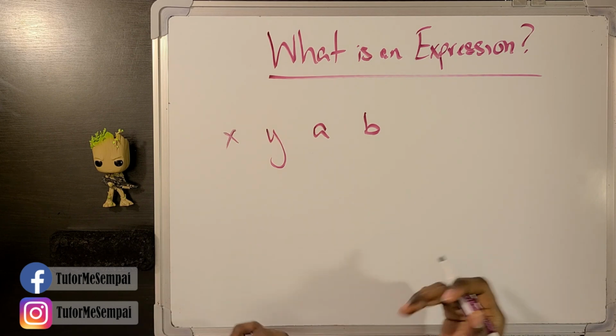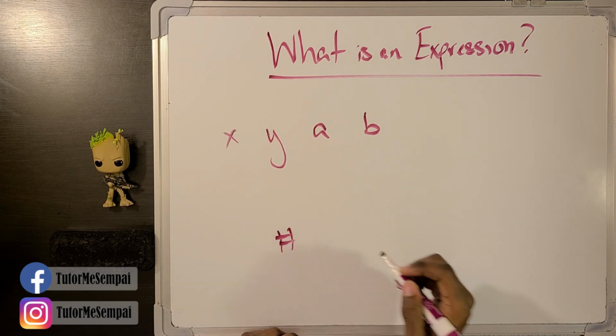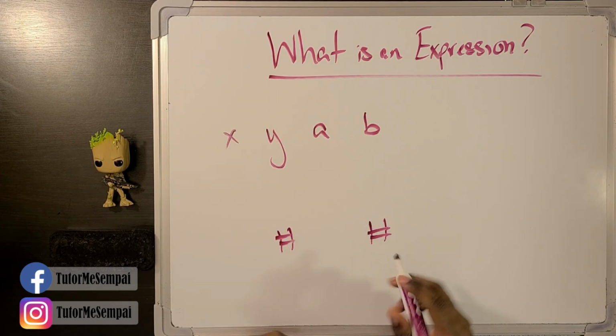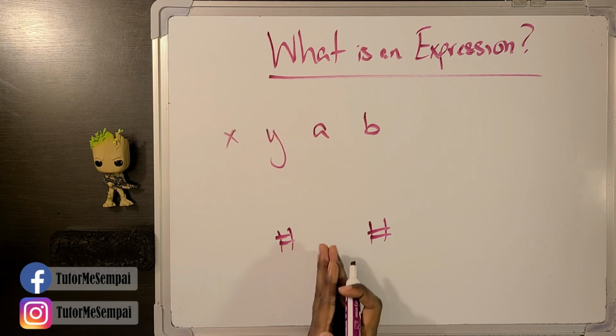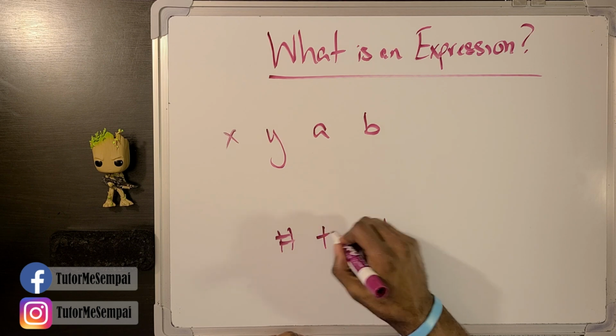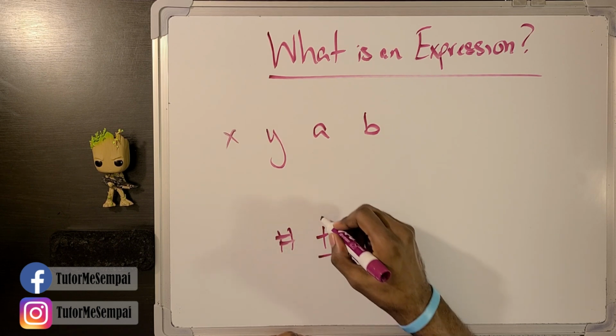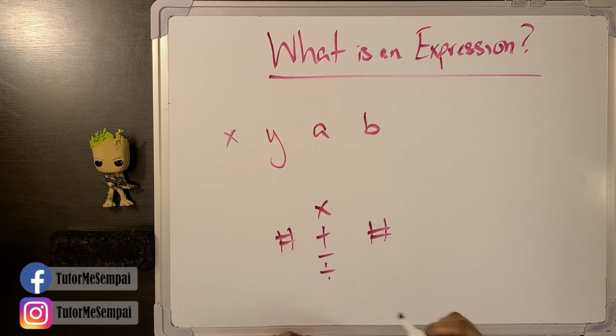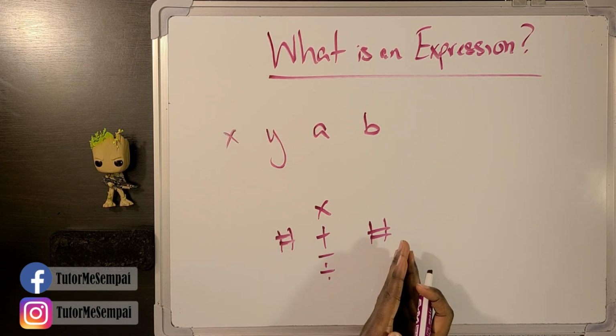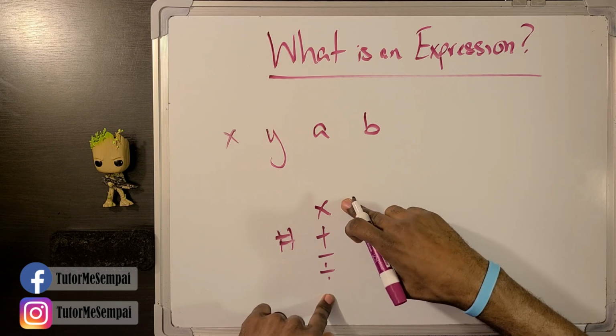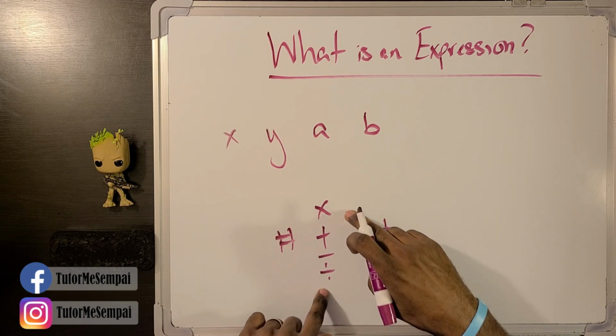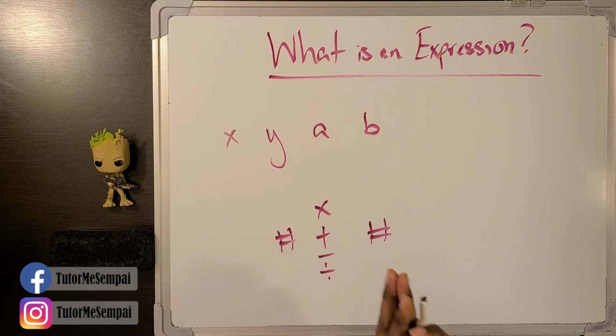An expression has the form of number, number, and there's some math operation holding them together. This can be plus, minus, times, or division. It doesn't matter. There is going to be at least 2 numbers and some kind of math operation holding them together. That is what makes an expression.